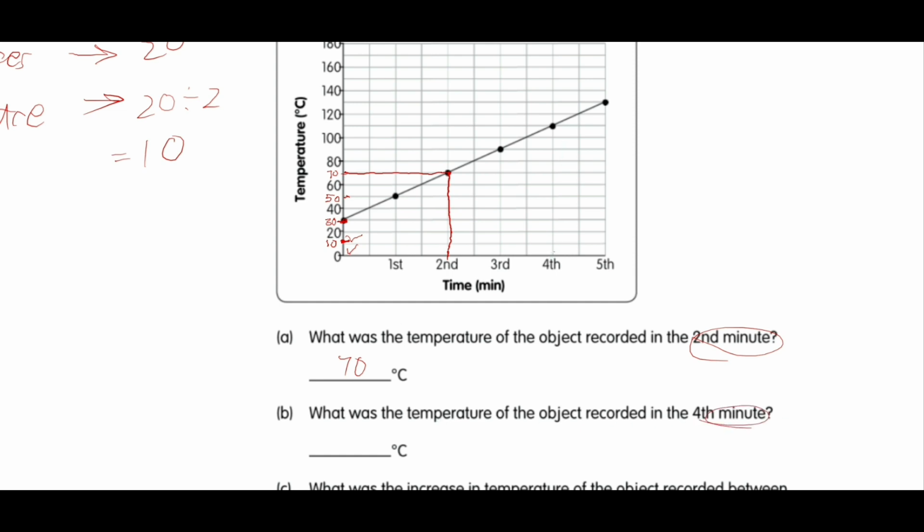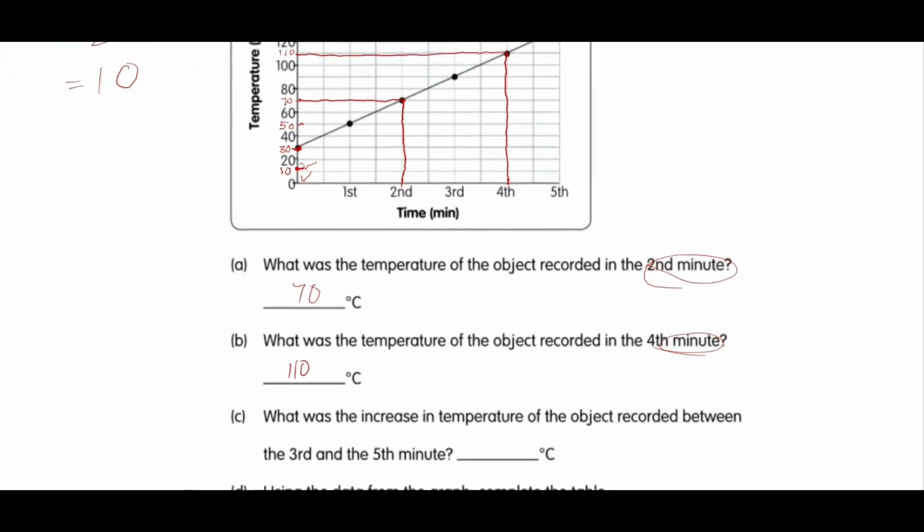Now let's find the temperature recorded on the fourth minute. So let's find where is the fourth minute. It's here. So we draw a line up until it touches the line graph. Then I draw a line across, and this is the temperature that we need to find. Remember, every space is an increase in value of 10. So this will be 100 plus 10, and that will give me 110. So the temperature in the fourth minute is 110.